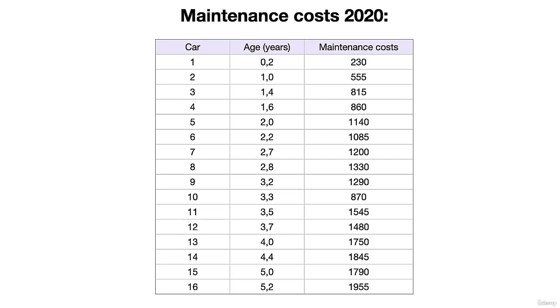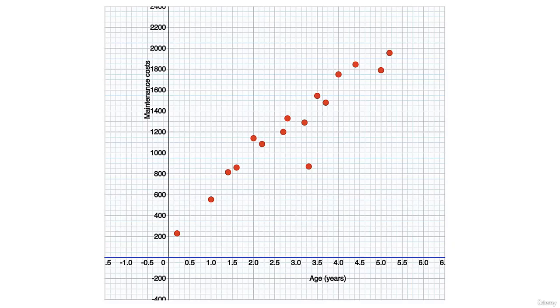Dave plots the data in a diagram. The diagram shows a linear relationship between the age and the maintenance costs. Roughly, maintenance costs start at $200 and increase with $250 each year.